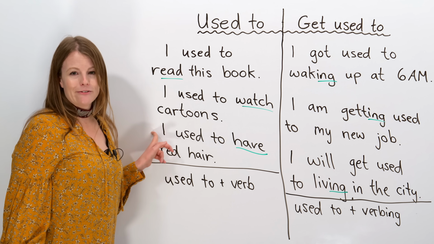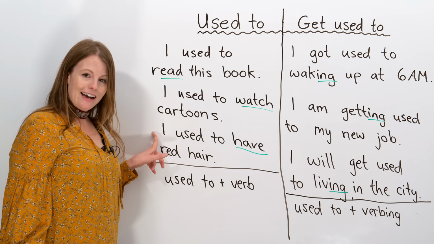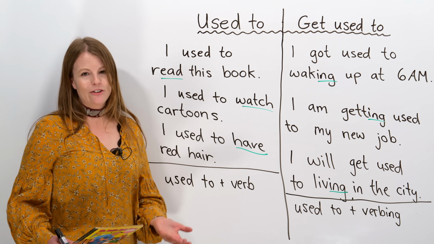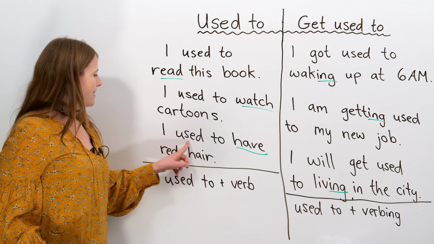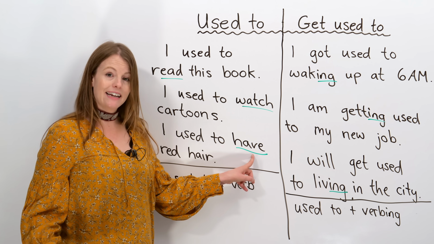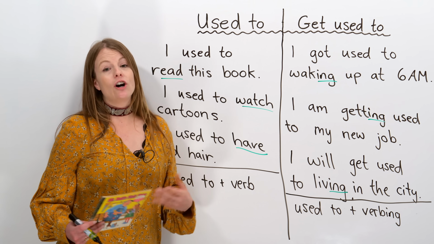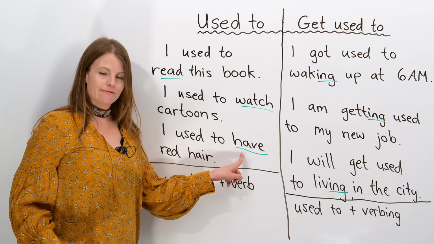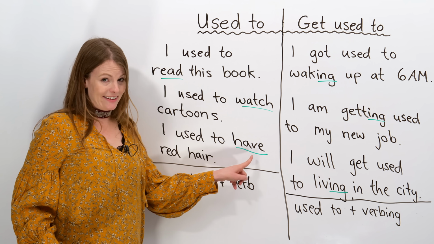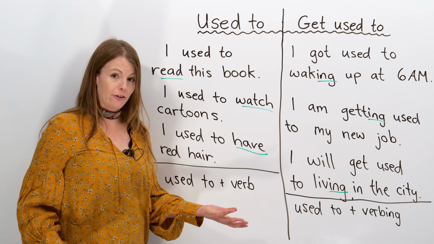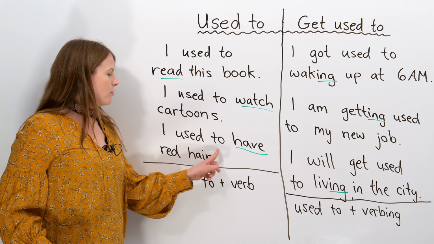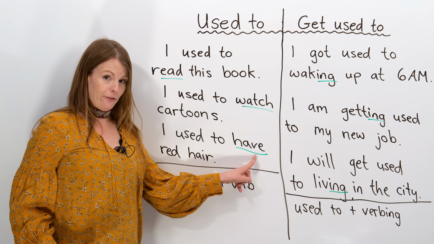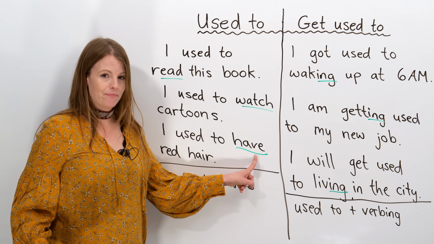Okay, this is a fact for you about me. When I was in high school, I used to have red hair. So I used to have red hair. Again, we're talking about something in the past that is not true now. And if you look at the verb I'm using, have, we are not putting it in the past tense. We're using the base form of the verb. Why? Well, used to is actually in the past tense. So we don't need to do anything to this verb. It's just in the base form.